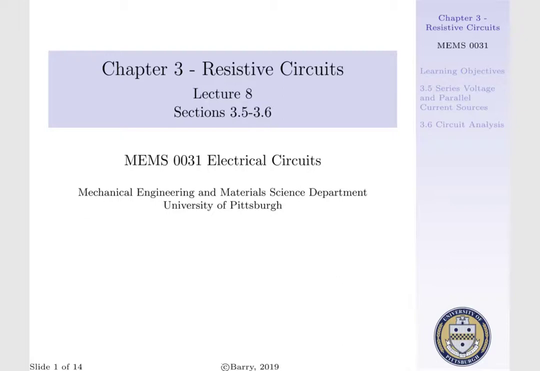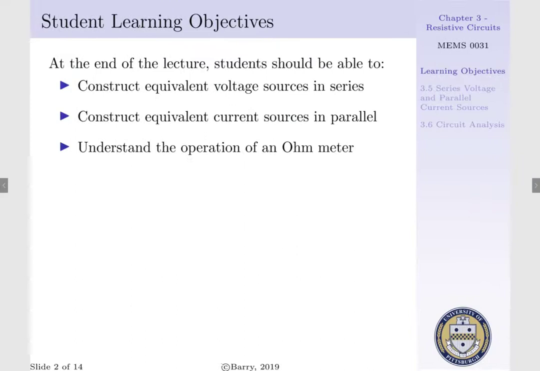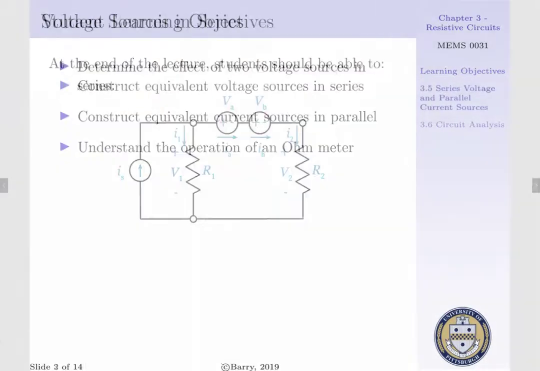Lecture 8 covers sections 3.5 through 3.6. At the end of the lecture, you should be able to construct equivalent voltage sources in series, construct equivalent current sources in parallel, and understand the operation of an ohm meter.